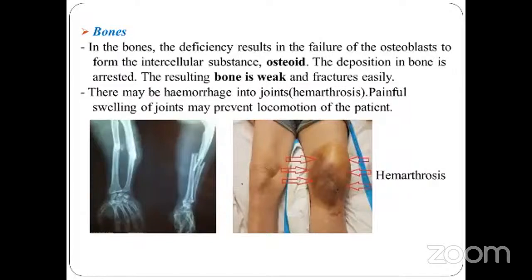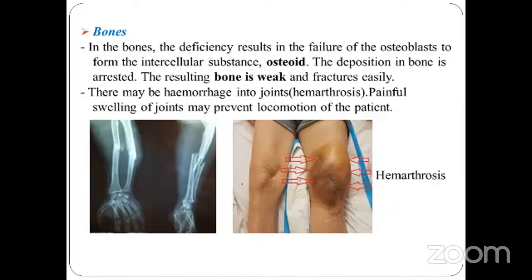In case of bones, clinically the bone manifestations are quite uncommon. Deficiency results in failure of osteoblasts to form the intercellular substance osteoid, and the deposition in bone is arrested. Ultimately the bone becomes weak, and such weak bones are very prone to fracture. The first X-ray shows a fractured bone because of vitamin C deficiency, which is a very rare condition. Another, very common condition is a hemorrhage into the joints.